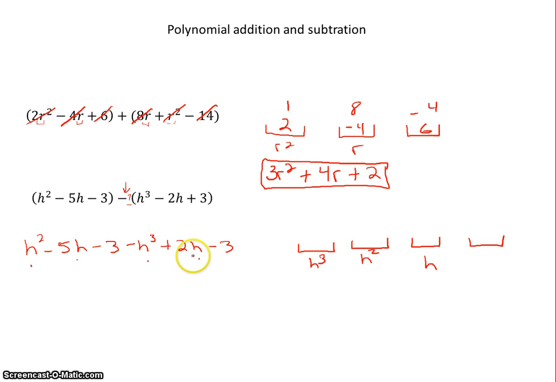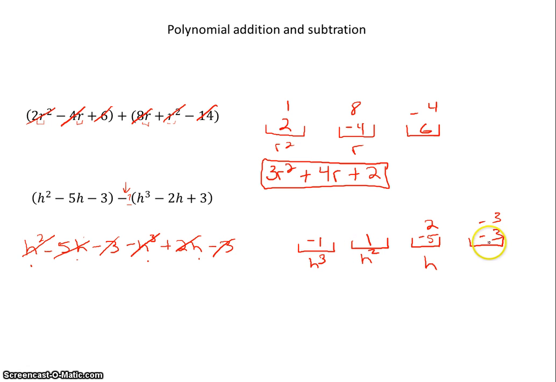So as I look, I only see one h cubed. I'm going to go ahead and put a mark in it and put a -1 right here. I have an h squared here. I don't see any more. I have a -5h here. And I have a positive 2 here. And I have -3, -3, and that should do it.